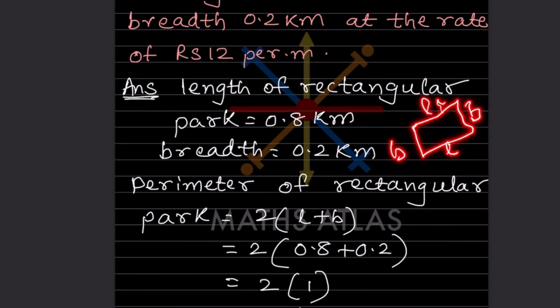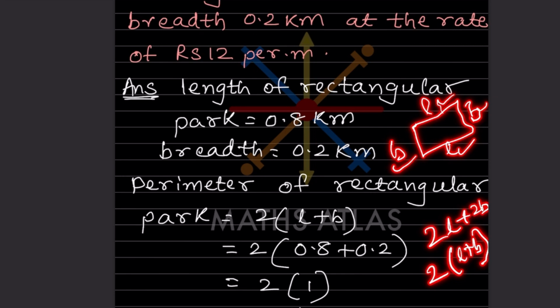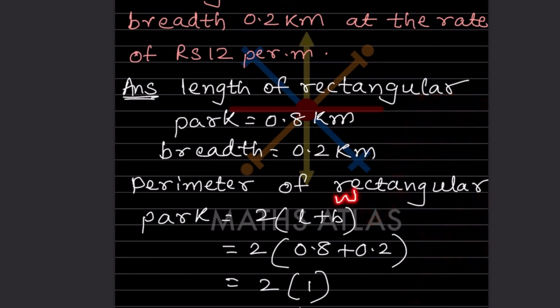So this and this means twice length, this and this means twice breadth. You take the common, twice into length plus breadth, because many of them forget the formula. So I have just shown you in a simple way how to remember the formula. So twice into length plus breadth. Always they forget the formula for perimeter of rectangle. So twice into length plus breadth, and this breadth is also, in some books they might ask you what is the width. Width is nothing but the breadth. So you can also write L plus W, both are the same.